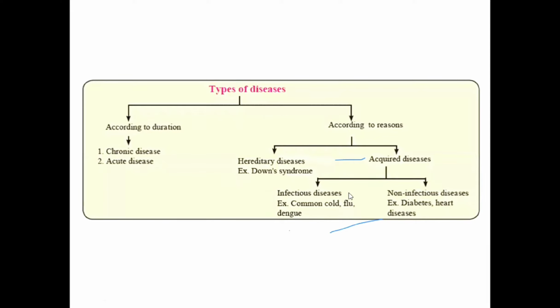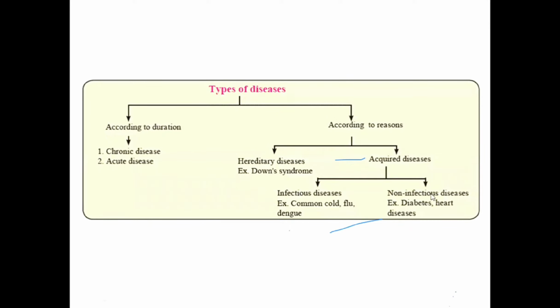So infectious diseases are those diseases which we get by direct contact with an infected person, like the common cold or flu or dengue. So these are the diseases which a healthy person gets if he comes in contact with an infected person. That's why they are called infectious diseases.